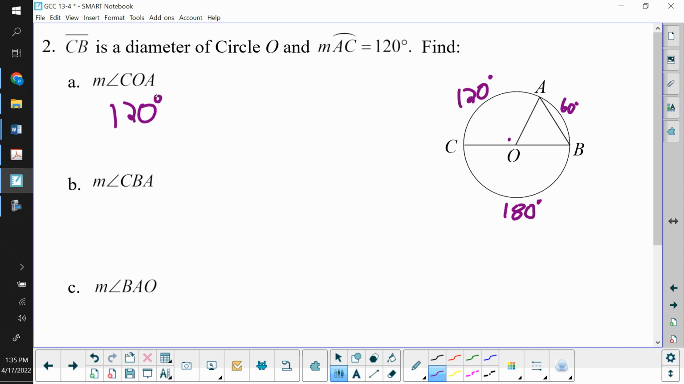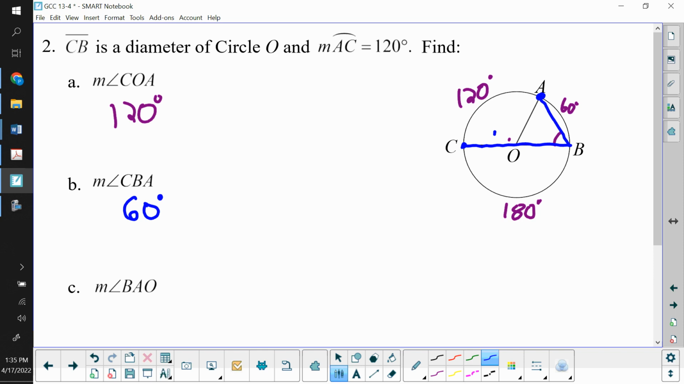CBA, though, this angle right here, its vertex is on the circle. So its measure is going to be half the arc it opens up to. So let's trace it and see where it hits the circle. Notice it hits at C and A. So that angle CBA is going to be half of the arc that it opens up to because its vertex is on the circle. It's opening to a 120, so half of that is 60 degrees.